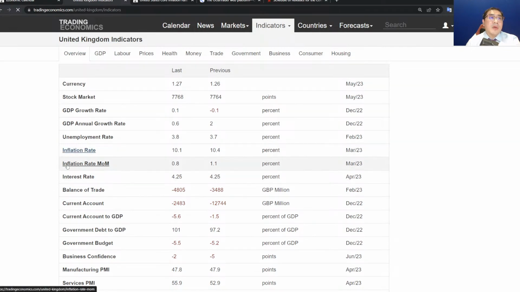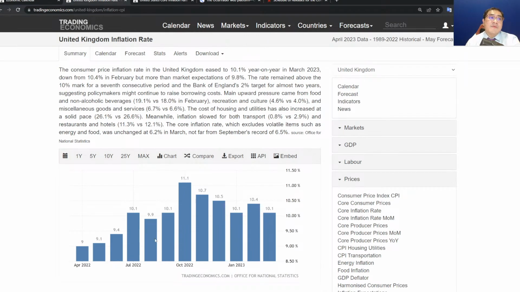Inflation rate. There we go. So inflation for the UK is still above 10%. Every country is going to have different inflation. We saw a significant drop for the US, but for the UK the drop is not really consistent. It's not really huge, because from October 2022, when it peaked at 11.1%, the drop has only been 1%, and then it went back up to 10.4%.